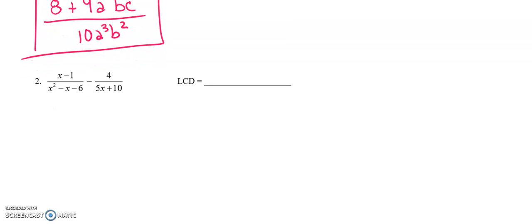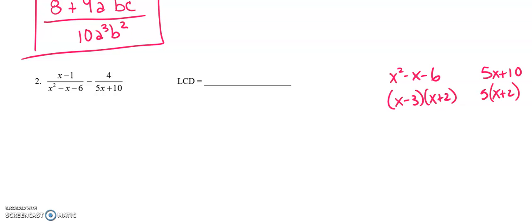First thing we're going to do is we're going to factor. So I have an x squared minus x minus 6, and I have a 5x plus 10 for my denominators. If I factor the first one, I get x minus 3 and an x plus 2. If I factor the next one, I get 5 times the quantity x plus 2.